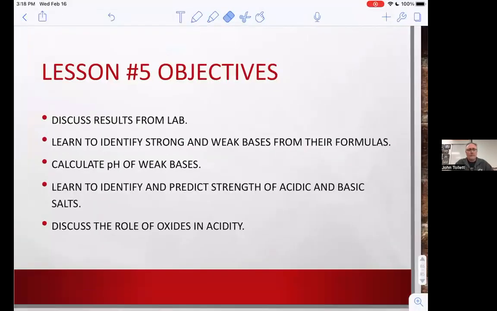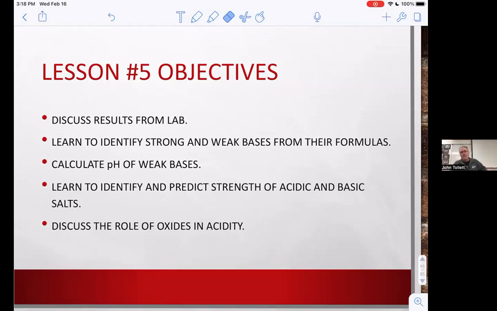Oh, I forgot to mention that I wanted to talk a little bit about the guided mini lab that we did with an unknown weak acid. You were supposed to determine the Ka. I wanted to go through a little bit of the math with that and explain how cool that really is.